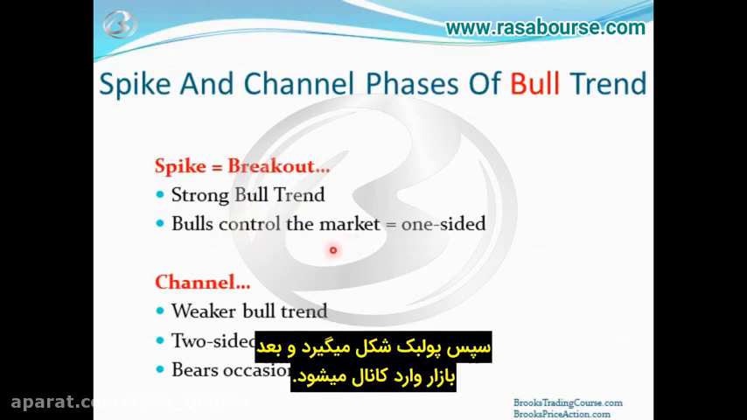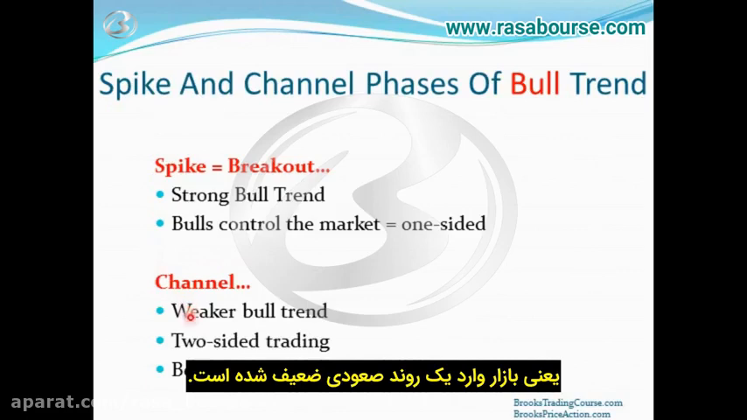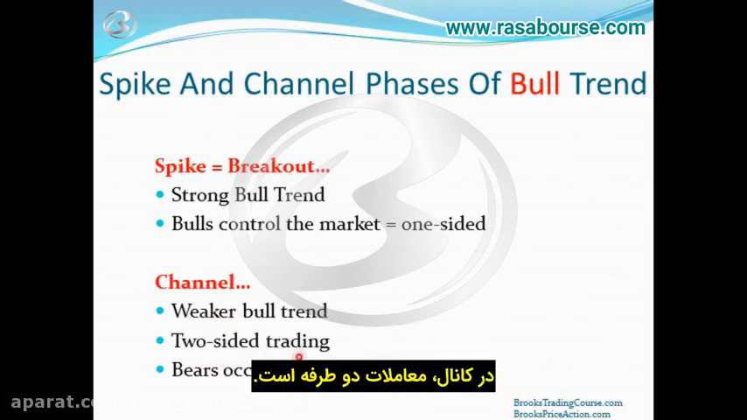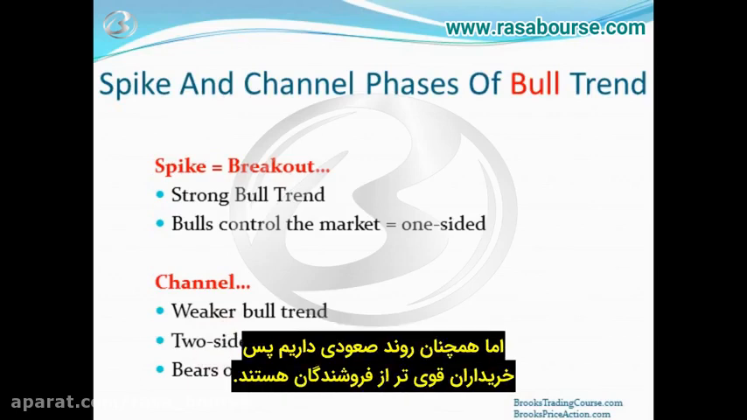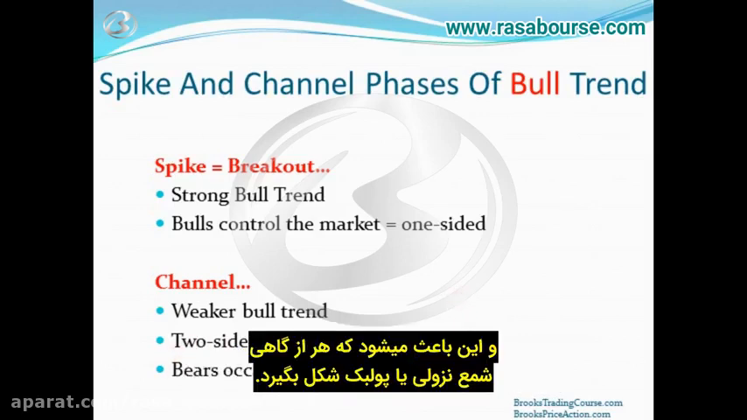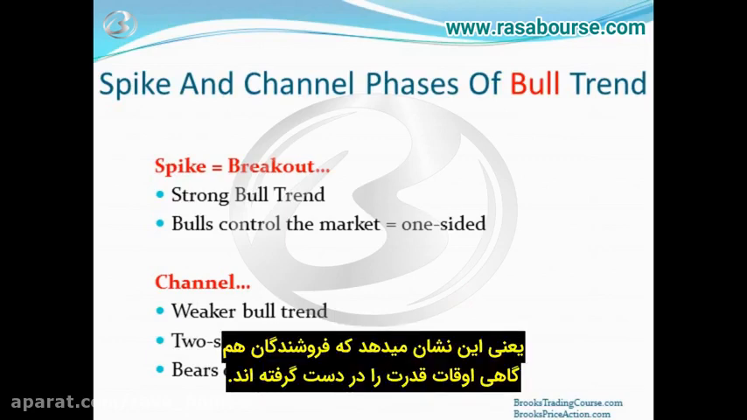Eventually the market starts to have pullbacks and a channel develops, and the market then is in a weak bull trend, certainly weak compared to the breakout phase. There's some two-sided trading, but it's still a bull trend, so the bulls are still stronger than the bears. But the bears are occasionally in control, and that's what creates an occasional bear bar or an occasional pullback. That's evidence that the bears are in control for those brief periods.